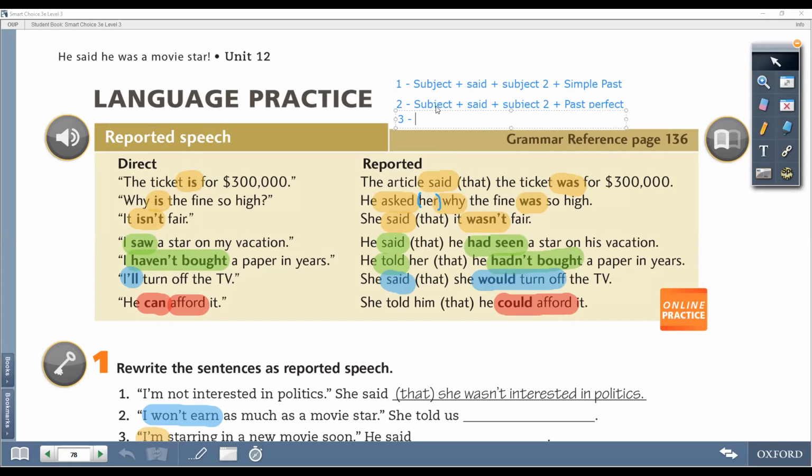Oh, right. So let's see. When the sentence is in the simple future, we use the subject plus the reporting verb, okay? Plus, as you can see here, guys, the word that is optional, okay? It's in parentheses because it's optional.